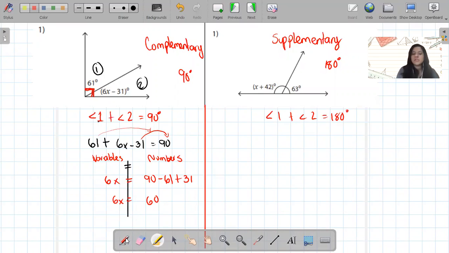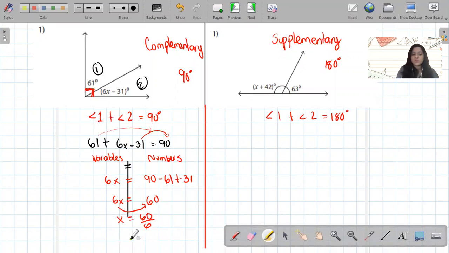So I need to isolate the variable. That means I need to move 6 to the other side. It's multiplying, so on the other side it's division. So 60 divided by 6 is equal to 10, right? And that's my answer. That's the value for x.